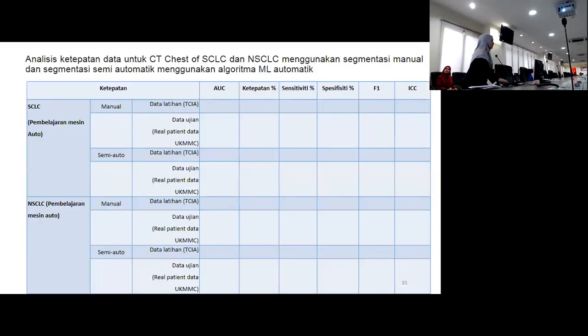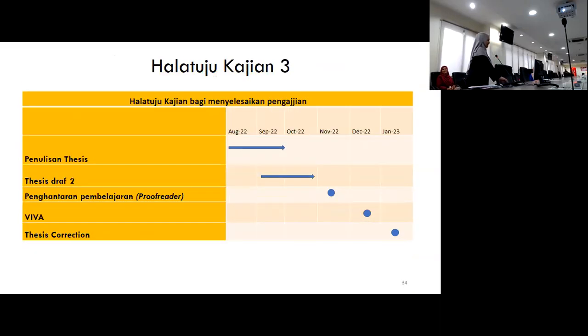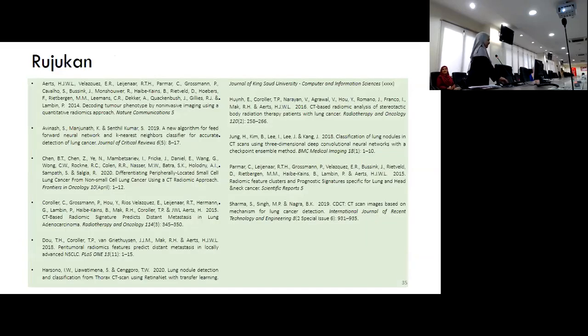Okay, and the most important, machine learning is able to give the area under the curve information, sensitivity, accuracy, specificity, F1 and ICC. Okay, so this is my Gantt chart for the 7 studies. I hope I can manage to do all this within 3 years. Inshallah, pray for us. Okay, and the references. Thank you. Terima kasih.